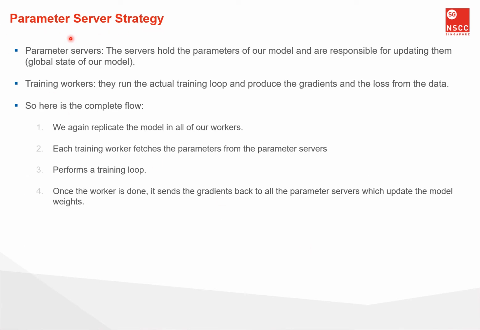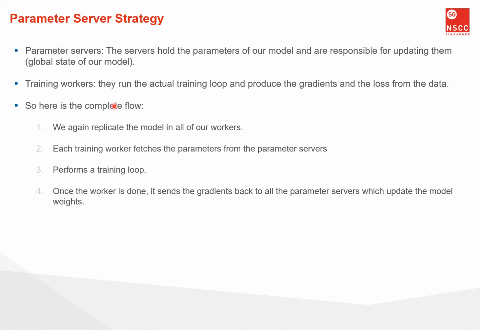Parameter server strategy. These servers hold the parameters of our models, basically the weights of the model, and are responsible for updating them, the global state of the model. The training workers actually run the training loop. These are the ones that do the gradient descent and compute the gradients. They also get the gradients from the loss function of the data. So these are the part that's running the fit function, right? They do the actual training itself with the mini batch data, and then get the output values and compute the gradients using the loss function during that fit function call.